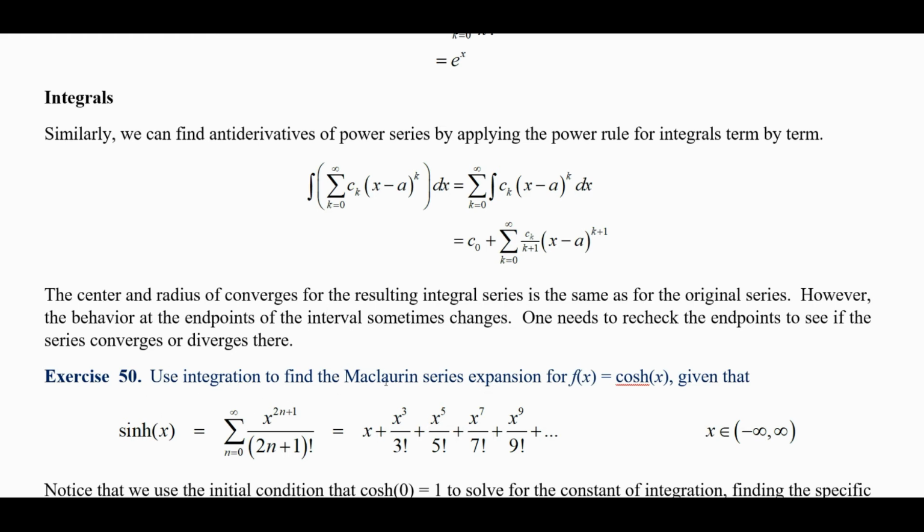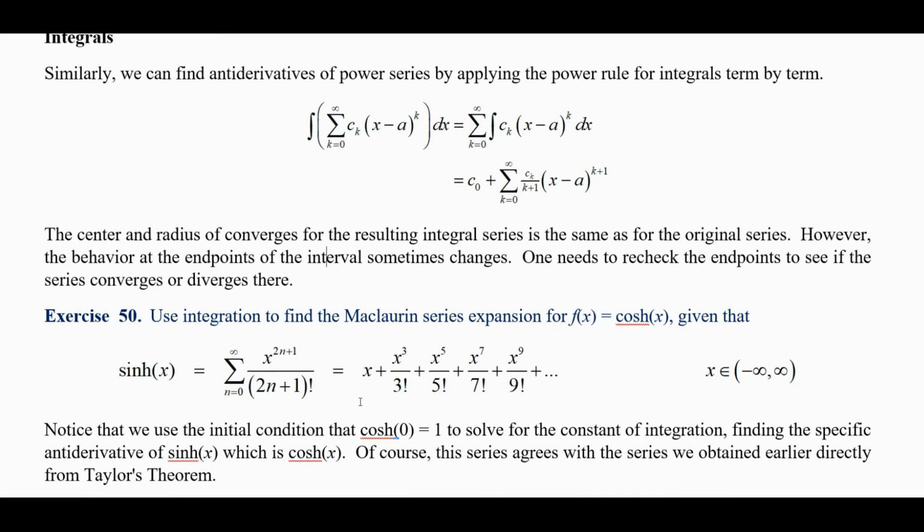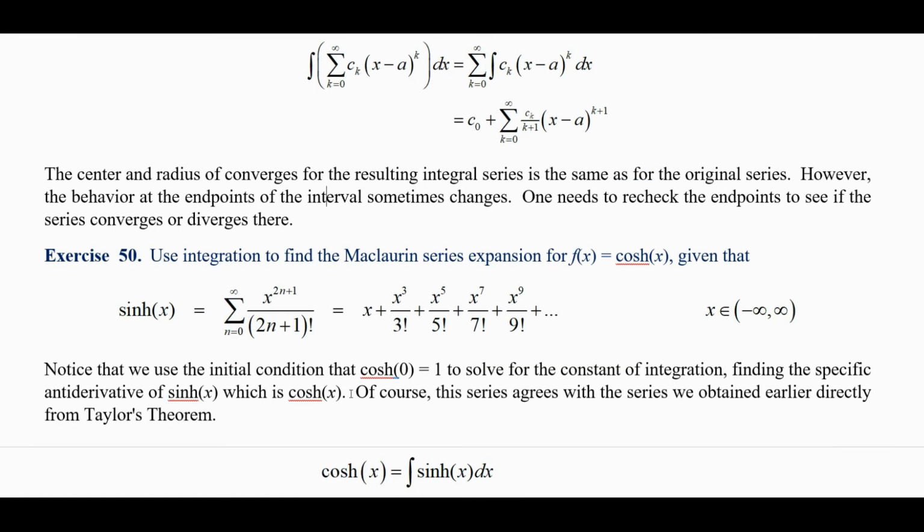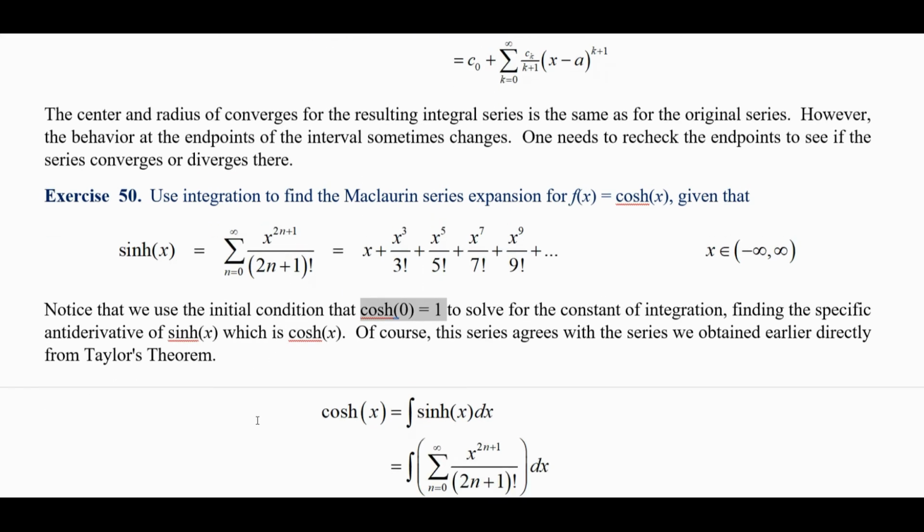So, use integration to find the Maclaurin series for cosh, given that sinh is this. So sinh is x plus x cubed over 3 factorial plus x to the 5th over 5 factorial and so forth. It's the sum from n equals 0 to infinity of x to the 2n plus 1 over 2n plus 1 factorial. And we're going to use the initial condition that cosh of 0 equals 1 to solve for that c sub 0 to find the specific antiderivative.